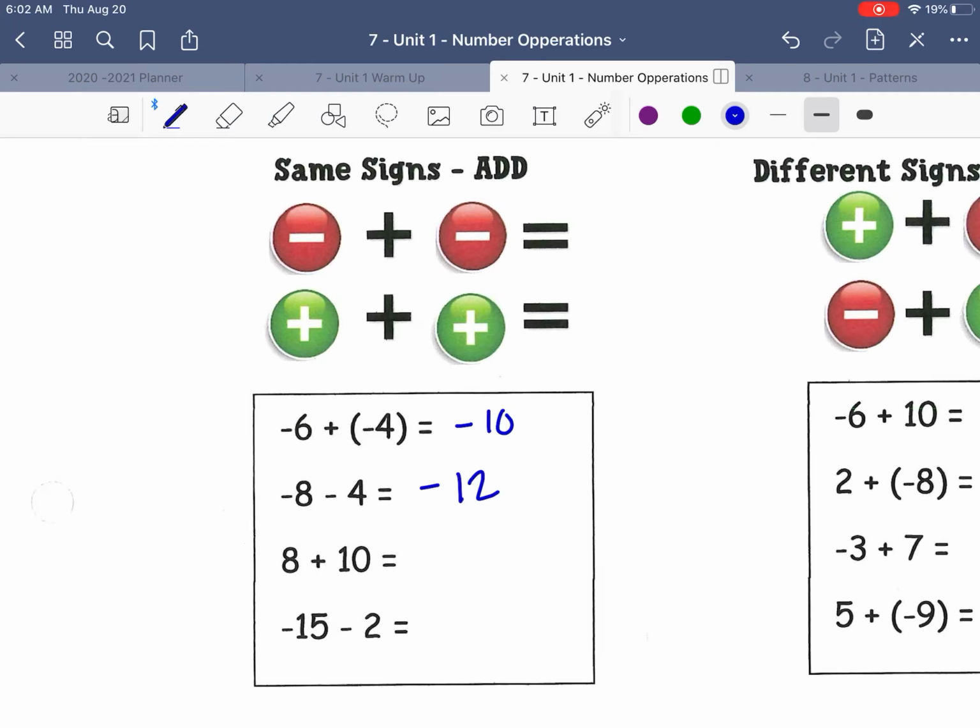Then I have two positives here. That's just like we've been adding forever, right? 8 plus 10 gives us 18. And the last one is -15 minus 2 gives us a -17.